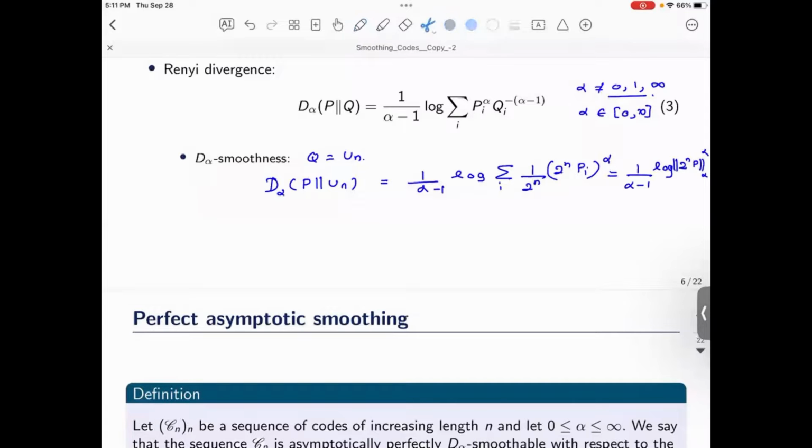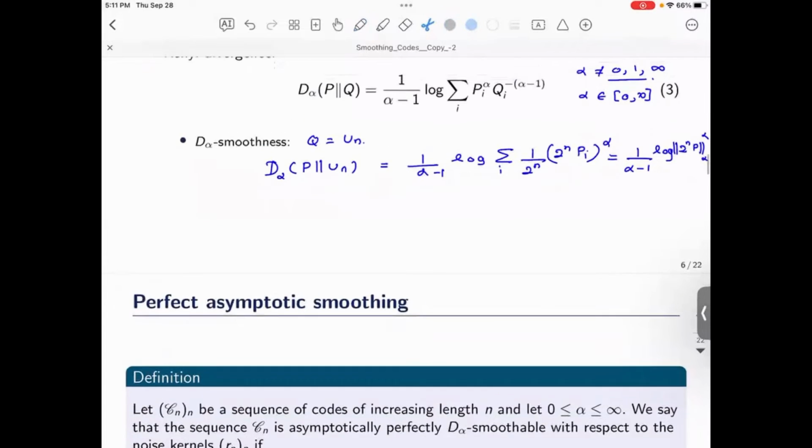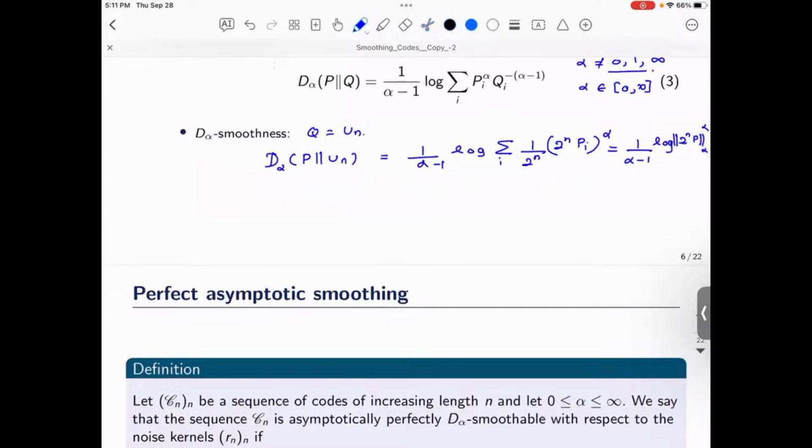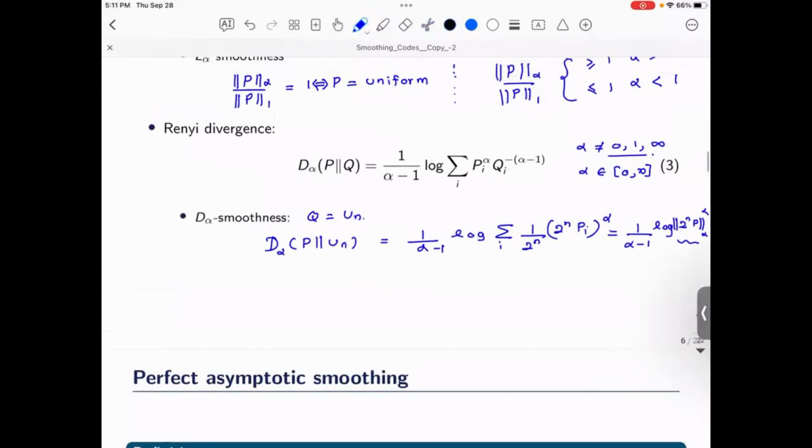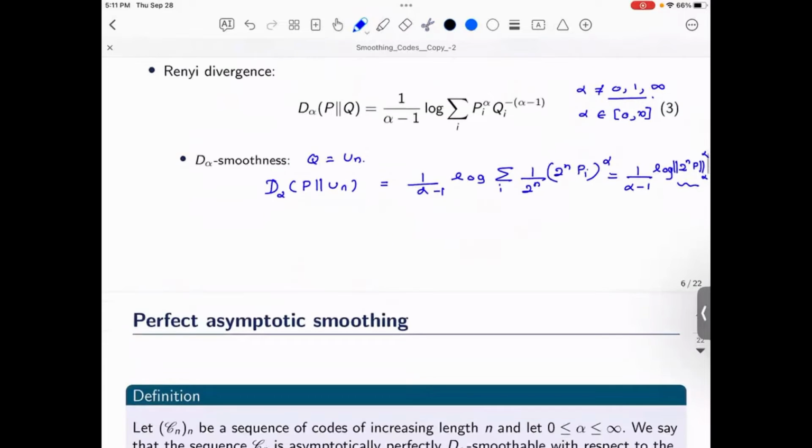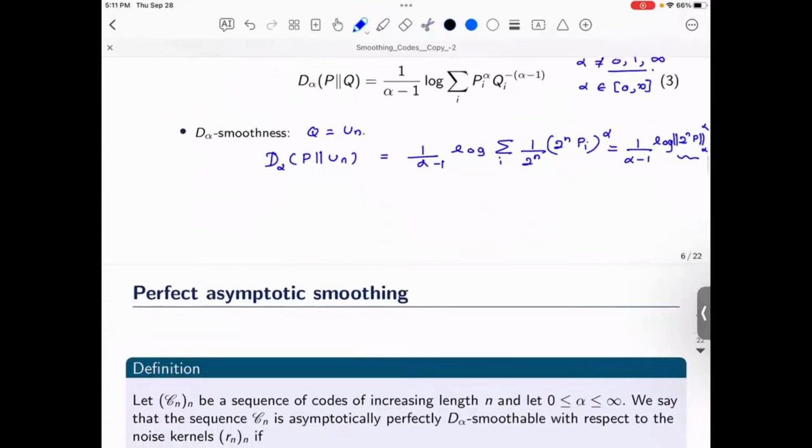You can see that even though I start with this D alpha smoothness, actually we have this norm here. So D alpha smoothness and L alpha smoothness are equivalent. We can have another expression for D alpha smoothness. That is, if you take these 2 to the power n's outside of the logarithm, we have something like this.